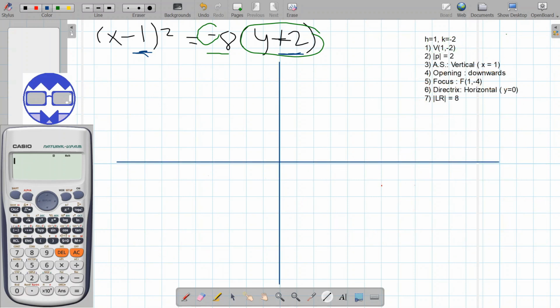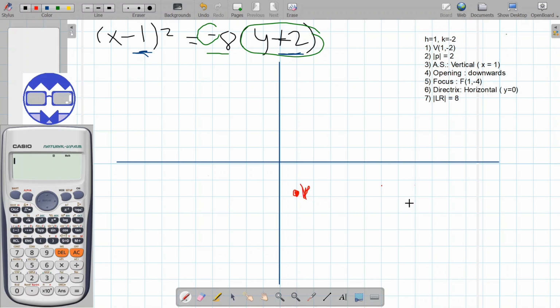Okay, so first, let's have a rough sketch of our graph. The vertex V is (1, -2). So 1, -2. It's somewhere here. So this is V.